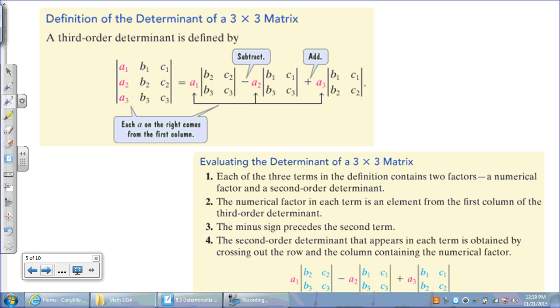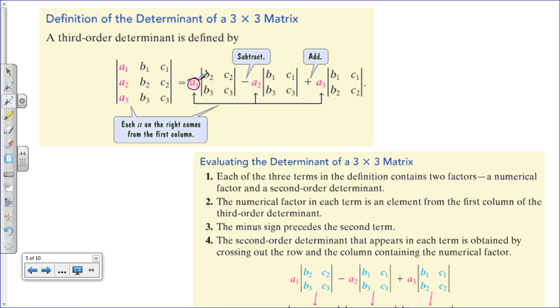The formula, you can see it here. The numbers that we have here are going to be called the numerical factors. And the 2 by 2 determinants, we will refer to as the second order determinants.